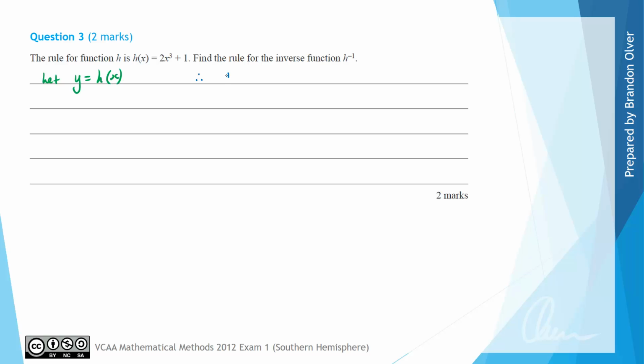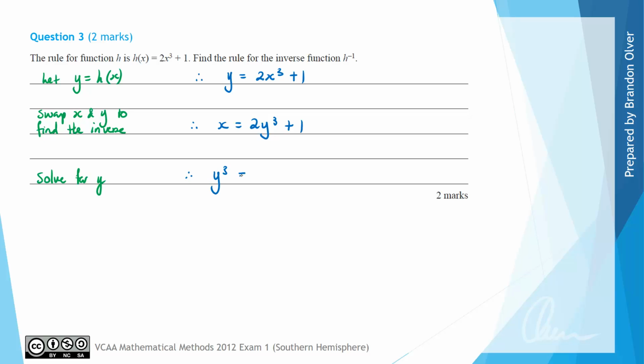So therefore we have y equals 2x cubed plus 1, and then we need to swap x and y to find the inverse. So therefore we have x is equal to 2y cubed plus 1, and then we need to solve for y. So to solve for y, y cubed would be equal to x, subtract 1, and then divide all of that by 2.